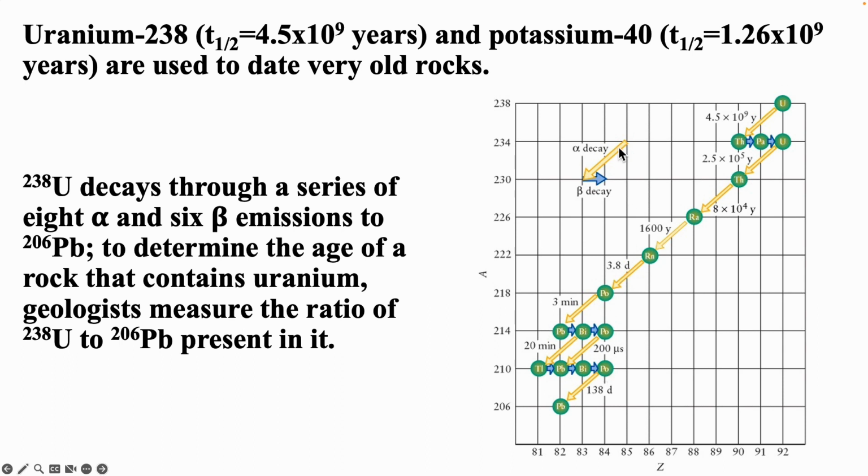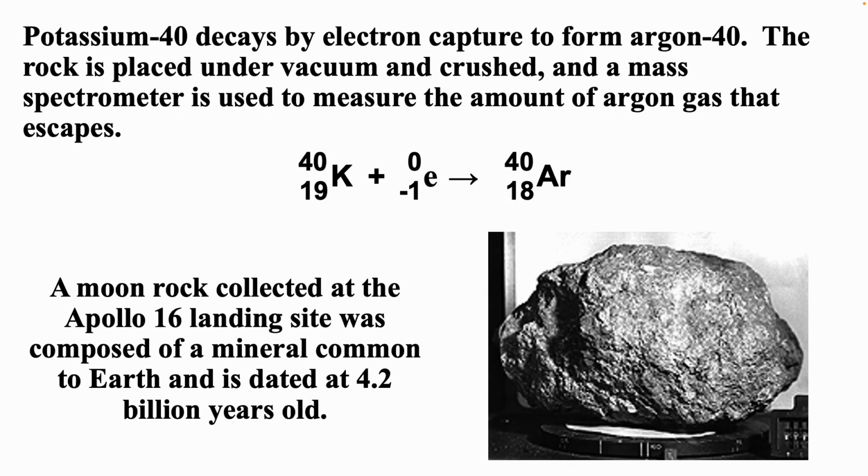The yellow lines correspond to alpha decays. The blue lines correspond to beta decays. Potassium-40 decays by electron capture to form argon-40. The rock is placed under vacuum and crushed, and a mass spectrometer is used to measure the amount of argon that escapes. And so the idea is that there's no way argon can be in the rock to begin with because it's a gas. And so all the argon inside the rock must have come from potassium-40.